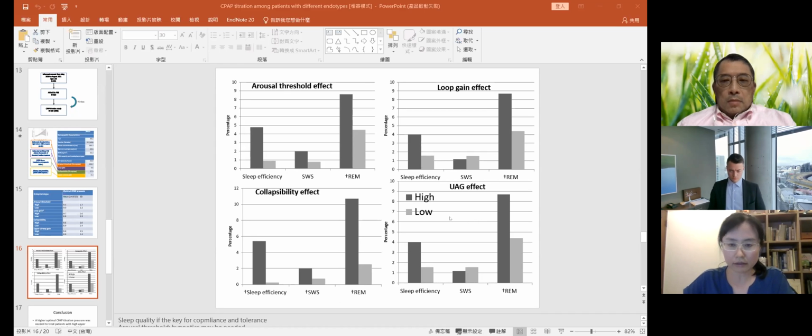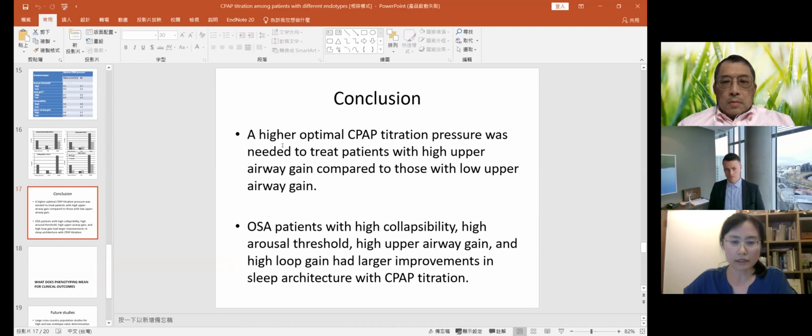And in the upper airway gain effect, I see those with higher upper airway gain also had more improvements in their sleep architecture than those with low upper airway gain. Well, so this means that patients with higher upper airway gain compared to those with lower airway gain may need a higher optimal CPAP titration pressure. And patients with high collapsibility, high arousal threshold, high upper airway gain, and high loop gain have larger improvements in sleep architecture during CPAP titration compared to PSG study.